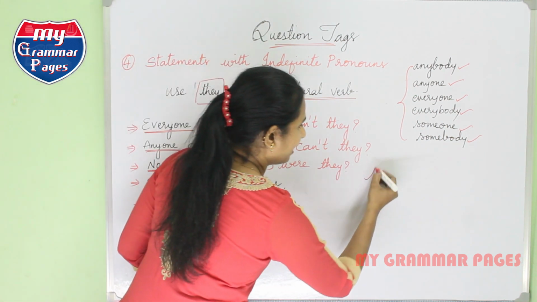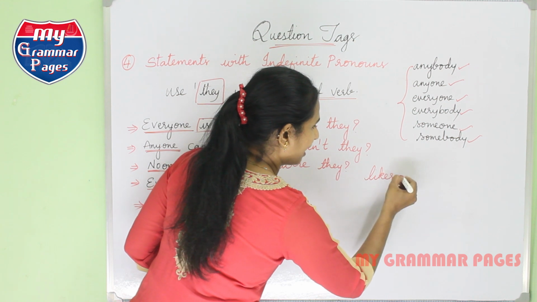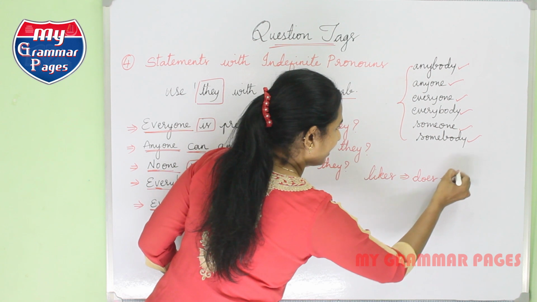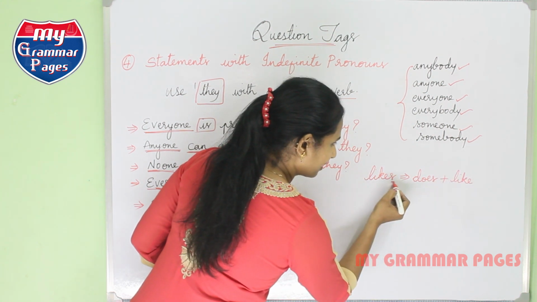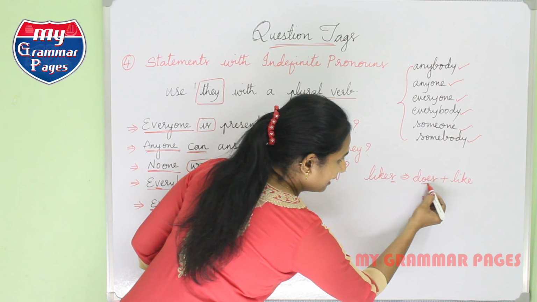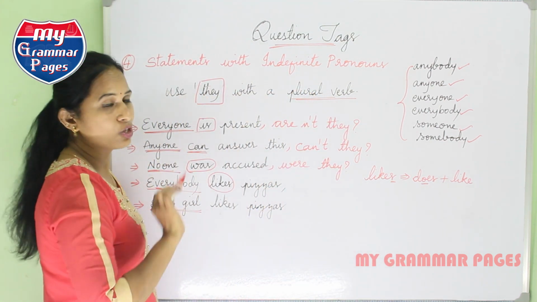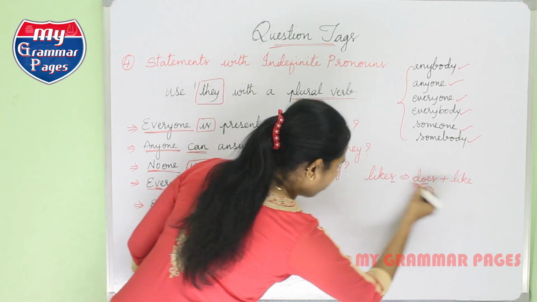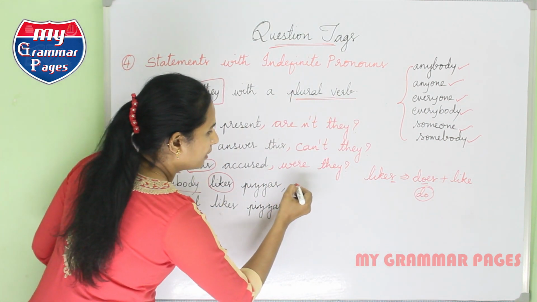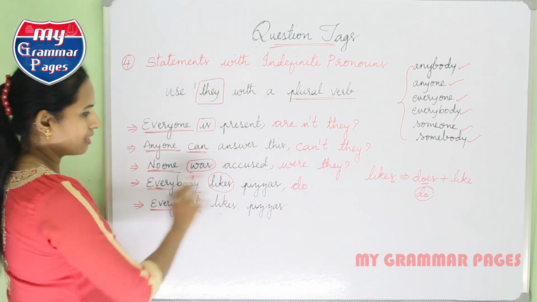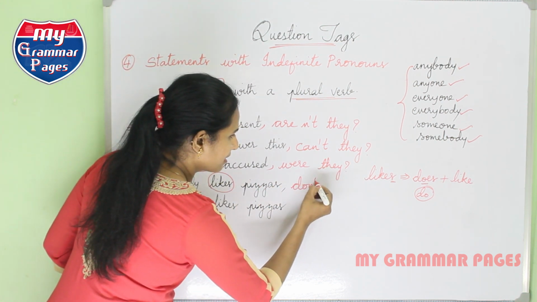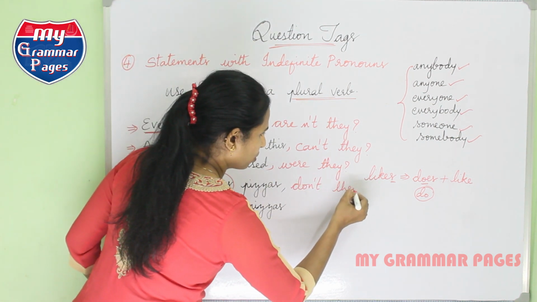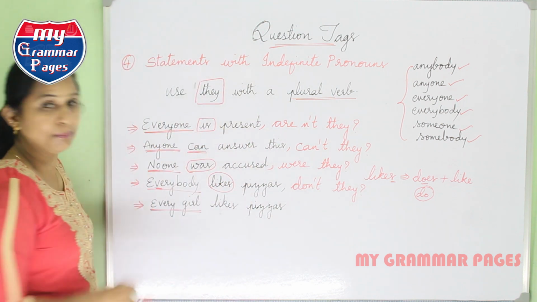Suppose if you take the word likes, as I told you, likes has to get split as does plus like because s got added. But if I take does, it becomes a singular verb. So I'm not going to take does. Instead of does, I'm going to take do because we need to take a plural verb. Take the word do. This is a positive statement. Make this a negative, don't, and we are supposed to take they. Don't they is the question tag.